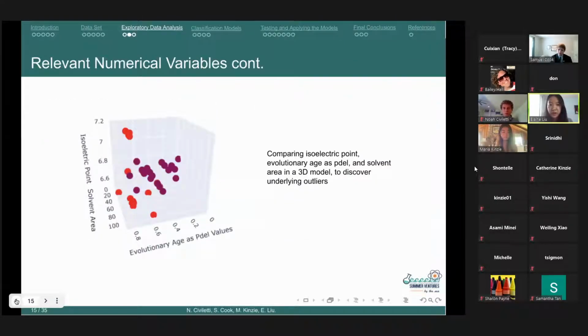We also wanted to compare not just 2 variables, but also 3, so we made some 3D scatter plots, again comparing isoelectric point, solvent area, and p-del values directly to see if there were any other outliers that we could see, as well as find any other ways that we could split the data ultimately with our model. And from what you can see, especially for isopoint, the best models we predicted would work non-linearly.